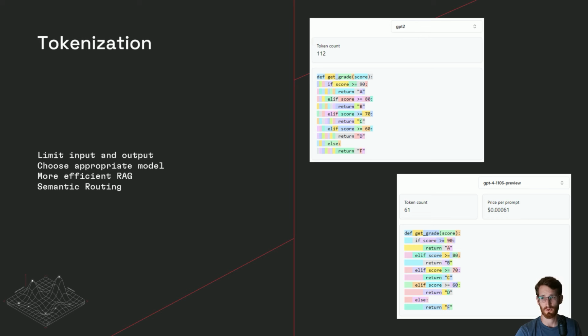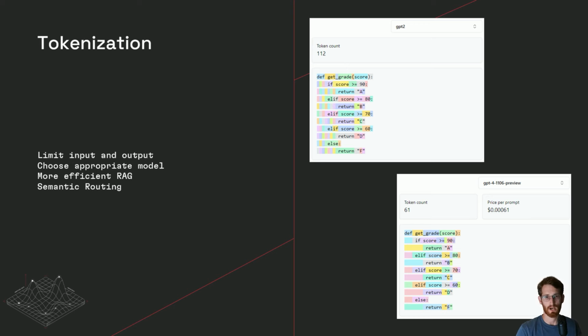A few good examples would be languages. Models which are trained on certain languages tend to tokenize those languages in a better way. Here you can see that GPT-4 tokenizes code much better than GPT-2. GPT-2 takes different spaces as different tokens, and the same piece of text here is worth almost double the tokens.